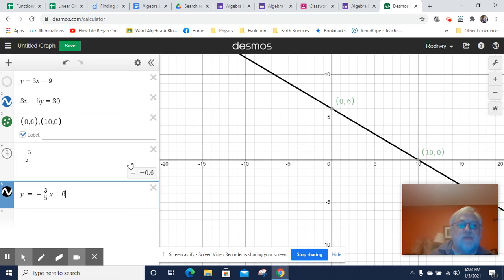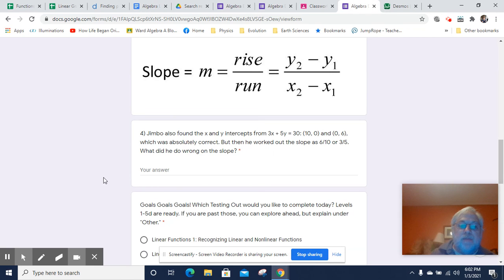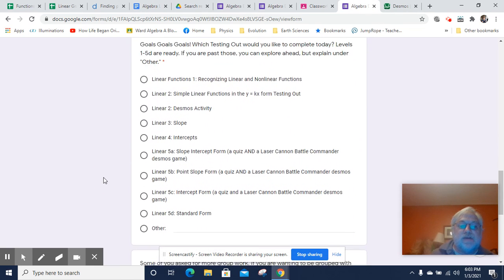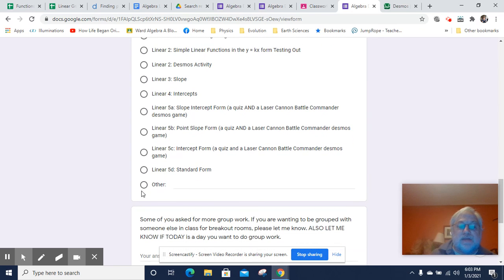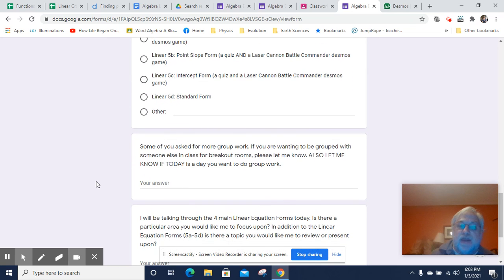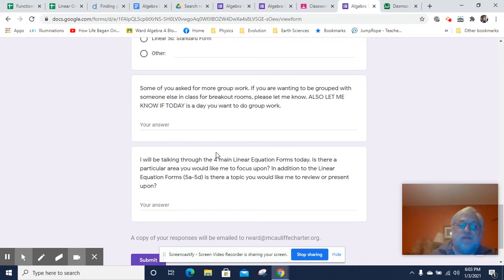All right, I hope that has helped a little bit with the Do Now. I have set up 5D now, so you can incorporate it. By the time you get to class, it's possible I have started some stuff for level 6 as well. But 5D is a good place to get to today if you can. If you want to do break group work, that's great. I'm going to be talking about the 4 main linear equation forms today, introducing each one and some of their uses. But if there's a particular area you'd like me to focus on, please do let me know. If you didn't let me know in the Do Now, but now you'd like to, please do let me know in the chat. Thank you.